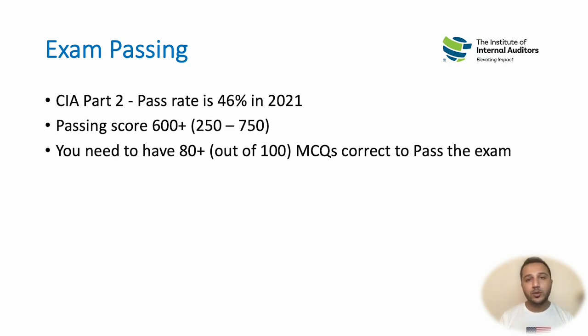In terms of the passing score, they have a relative marking, which is a bit more confusing, but just to make it easy, the scoring goes from 250 to 750, and if you score more than 600, then you have passed, which is approximately 80 MCQs. You need to have 80 MCQs correct out of 100.